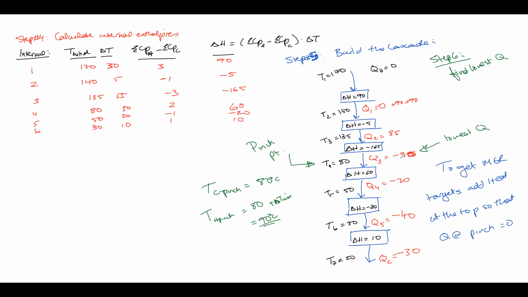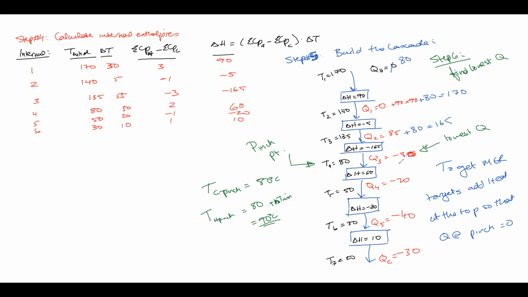So if my Q at pinch is minus 80, if I add 80 at the top, it's going to cascade down and this will become 0. So if I add 80 at the top here, this will be from 90, it will be 90 plus 80 will be 170, right? 85 plus 80 will be 165.